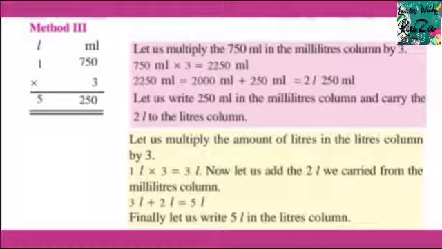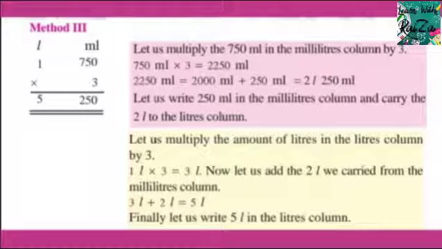So just have a look again. Multiplying 750 milliliters in the milliliters column by 3, you get 2250 milliliters. Then 2250 milliliters is equal to how many liters and milliliters? Yes, 2000 milliliters plus 250 milliliters gives us 2250 milliliters. So it is 2 liters and 250 milliliters. Therefore, we can write 250 milliliters in the milliliters column and carry the 2 liters to the liters column.